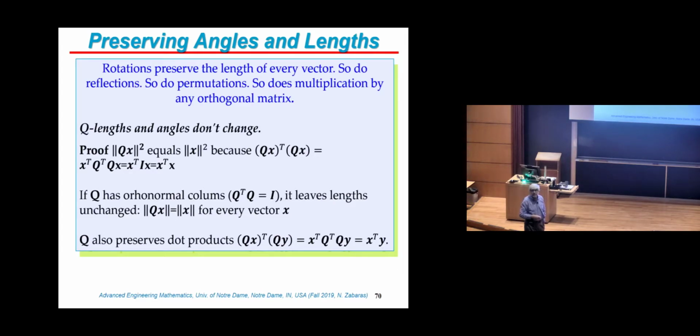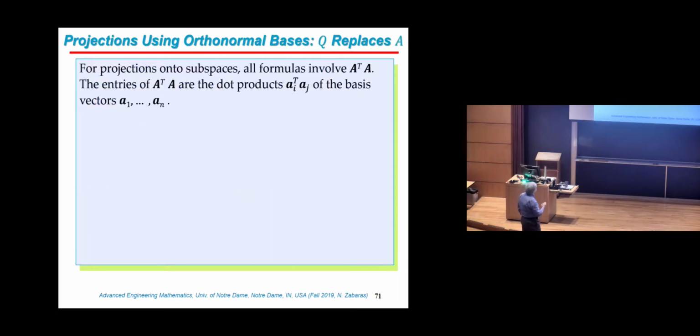All right? How about the angles between two vectors? If you have two vectors x and y, and you try to find the angle between Qx and Qy, what happens to it? It's also preserved. You can think of it this way: if you take two vectors x and y and rotate both of them, don't expect the angle to change. The angle will remain the same.